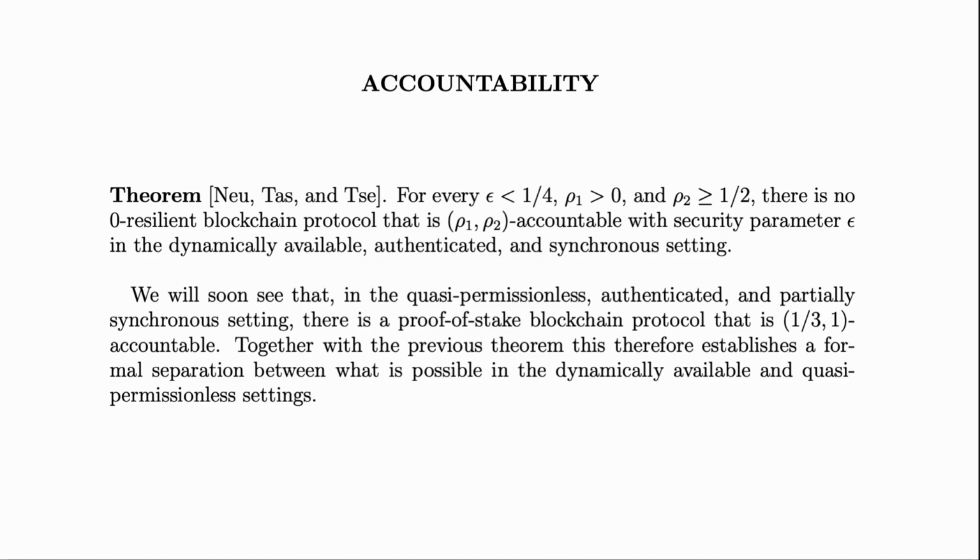We'll soon see though that in the quasi-permissionless, authenticated, and partially synchronous setting, there is a proof-of-stake blockchain protocol that's one-third accountable. It doesn't matter how large the adversary is: in the event of a consistency violation, we get to blame at least a third of the players, at least a third of the stake. Together with the previous theorem, this establishes a formal separation as to what's possible in the dynamically available and quasi-permissionless settings. Accountability is possible for quasi-permissionless protocols and not for dynamically available protocols.